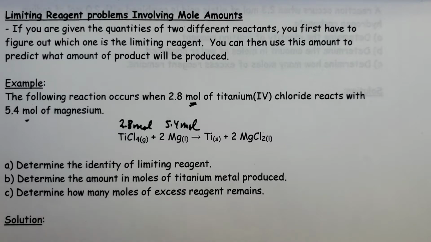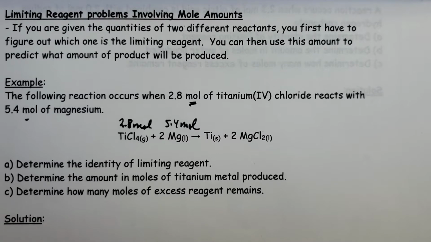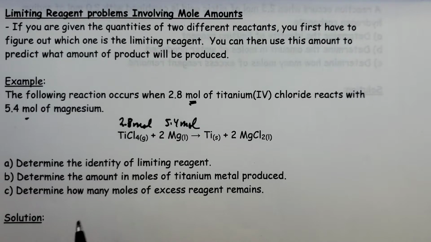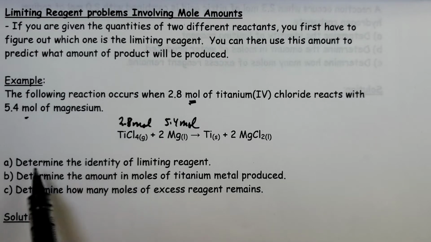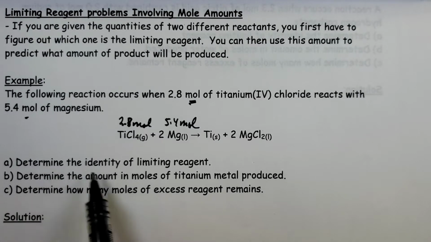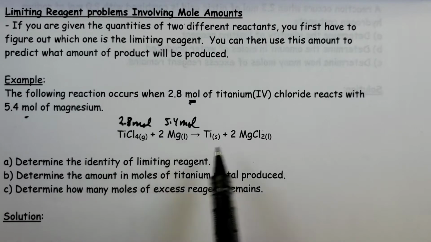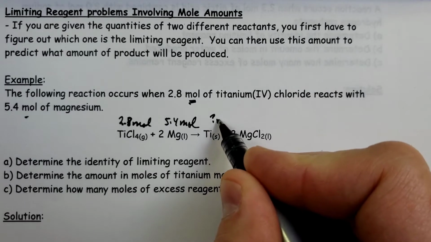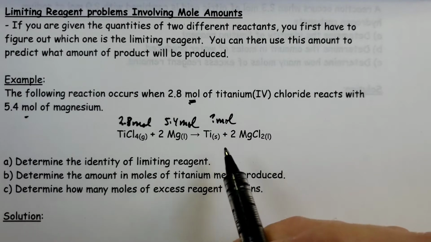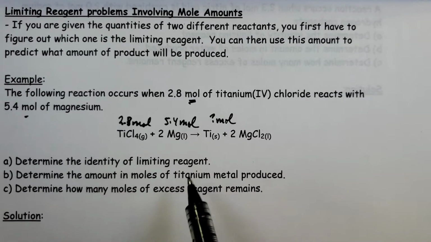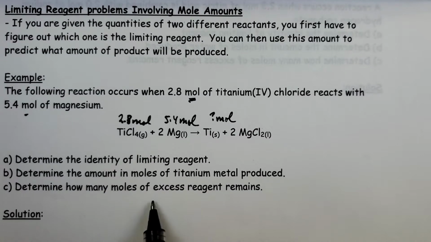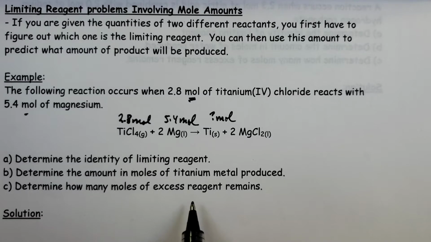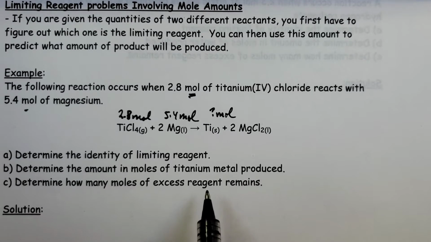Okay, we can almost figure out this one without going through the steps, but we'll go through the steps just to see how this comes together. So we have to figure out what the limiting reagent is first. Then once we know the limiting reagent, we'll be able to figure out how many moles of titanium metal are produced. So whichever one of these is used up, we'll be able to figure that out. And then to figure out how much of the excess reagent remains after.